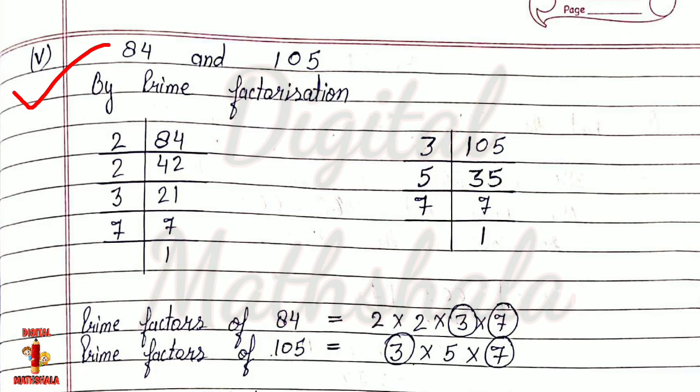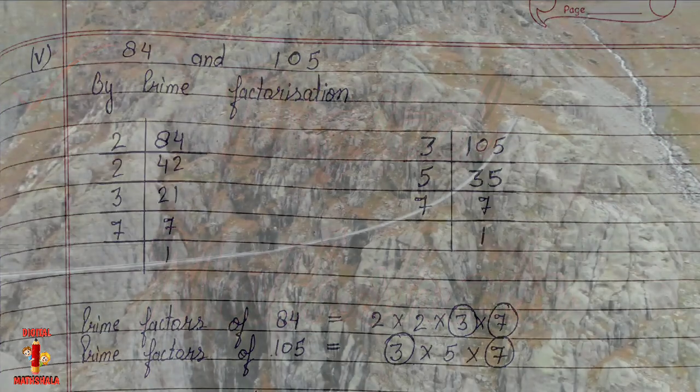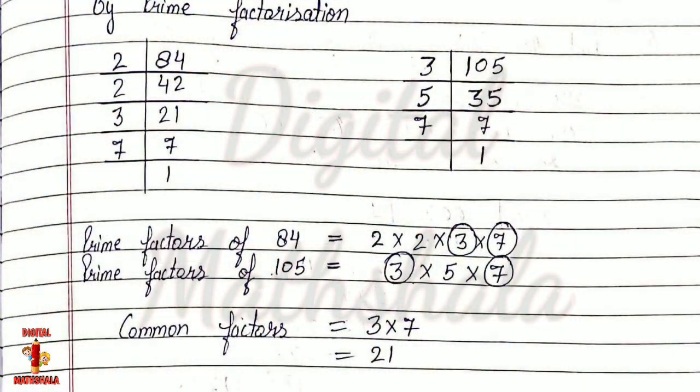So here you can see that you are having two common factors, that are 3 and 7. After multiplication we will have 21. So here we can say that the HCF of 84 and 105 is 21.